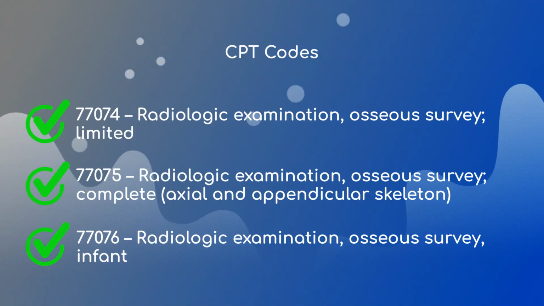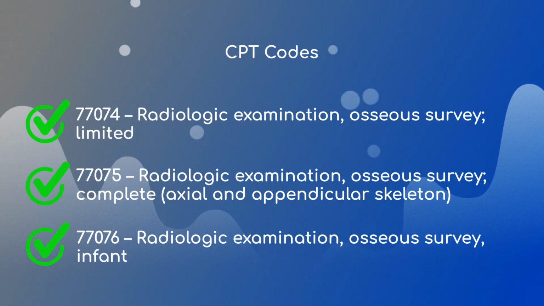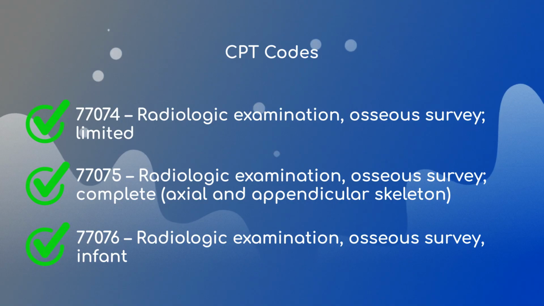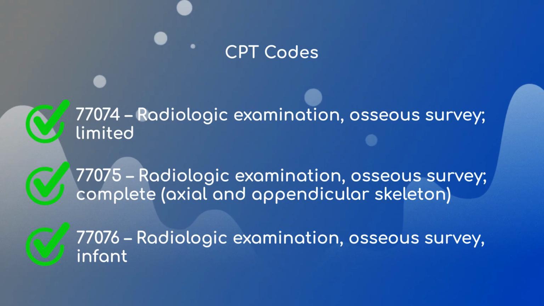77075, Radiologic Examination, Osseous Survey, Complete, Axial and Appendicular Skeleton. This code is used in patients 1 year and older when imaging includes both the axial and appendicular skeleton.